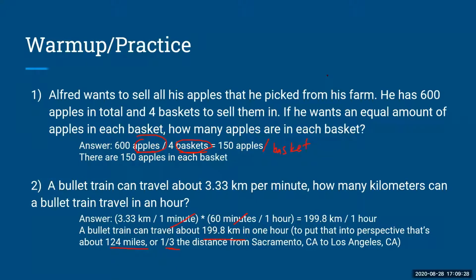I'm from Sacramento. I would love to go to LA in 3 hours and not in 6 to 8 hours because traffic and car rides are annoying and all that jazz.